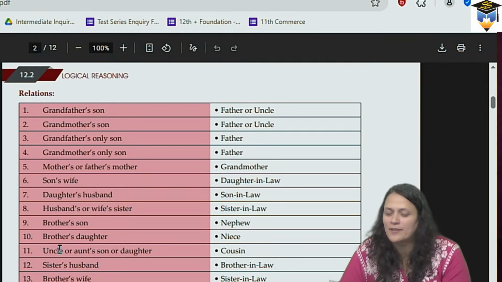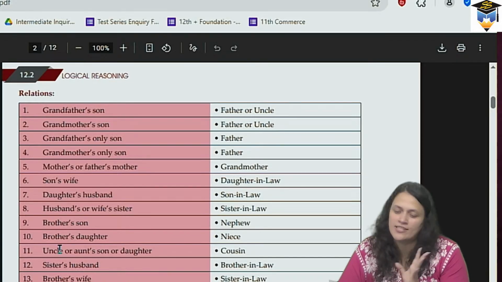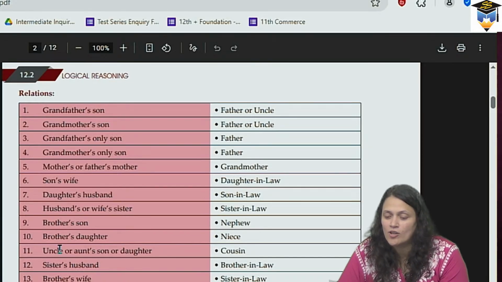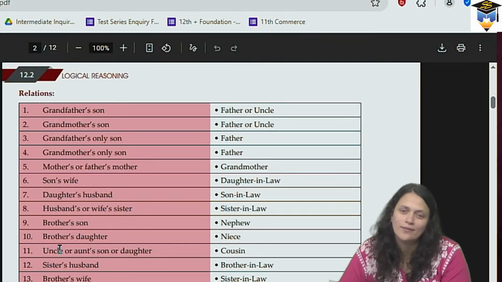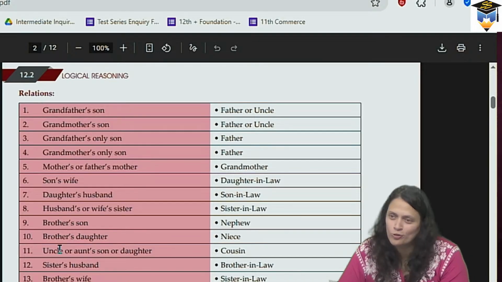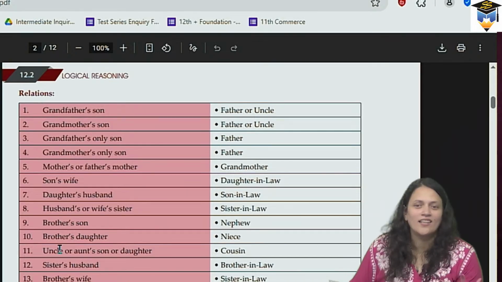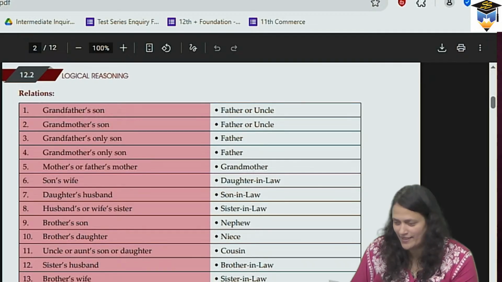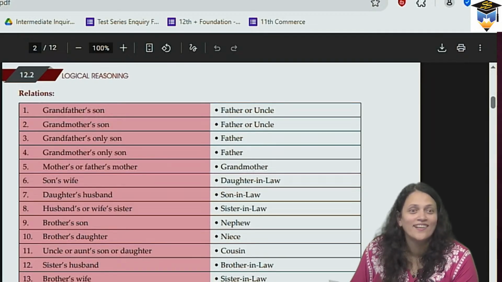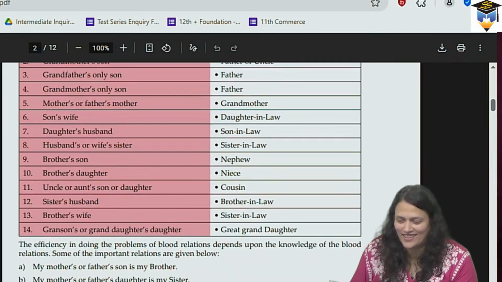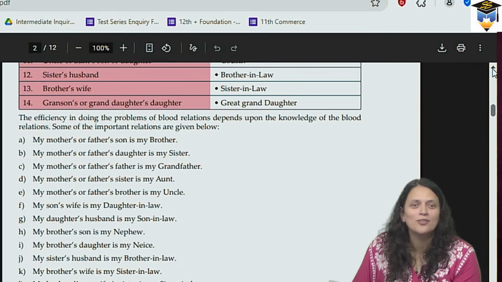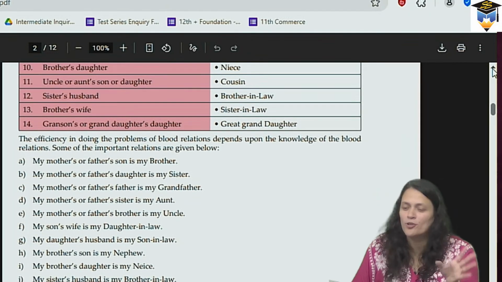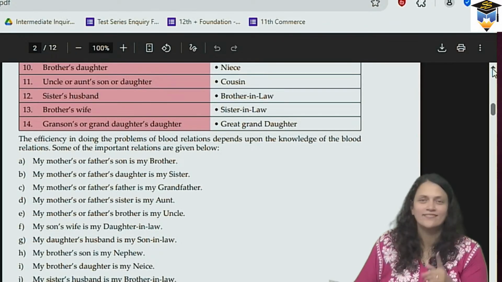Now sister's husband is brother-in-law. Brother's wife is sister-in-law. And grandson or granddaughter's daughter is your great-granddaughter. Great-granddaughter is Pantu, Panti in Marathi, correct? What do we say in Hindi? I don't know. Okay. Now this is very easy. Pantu, Panti is parpota and parpoti. Okay. Thank you.